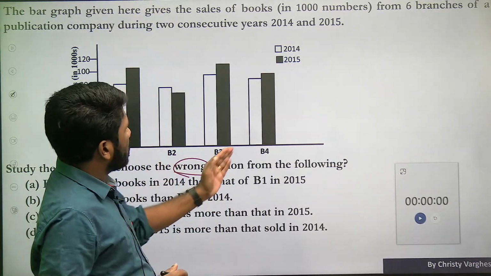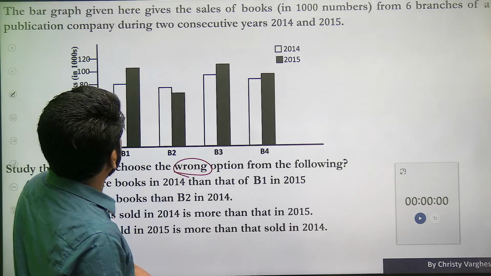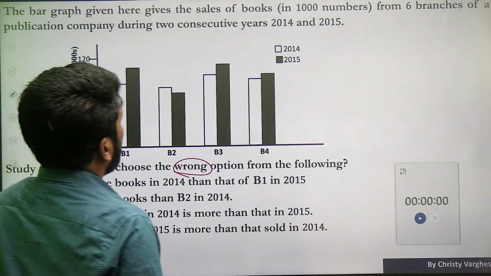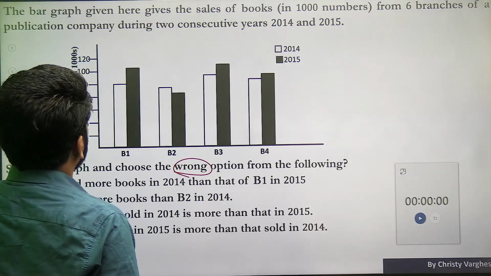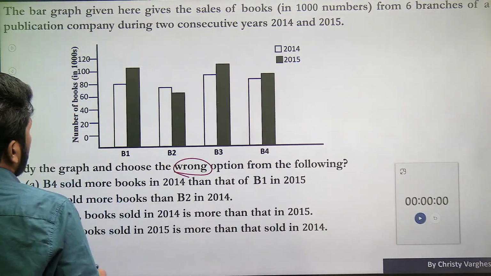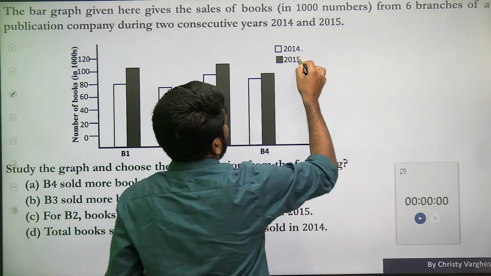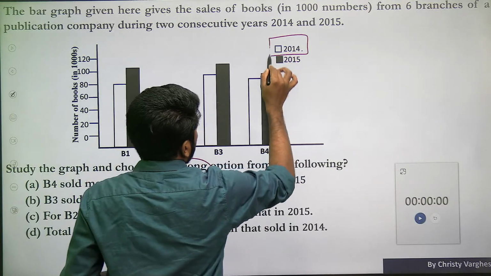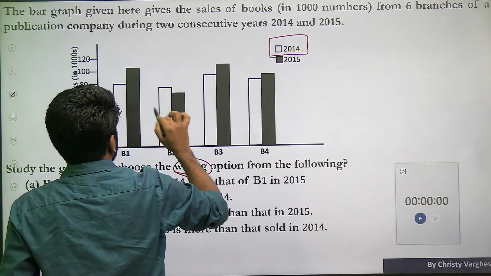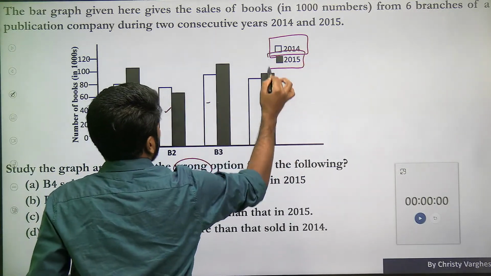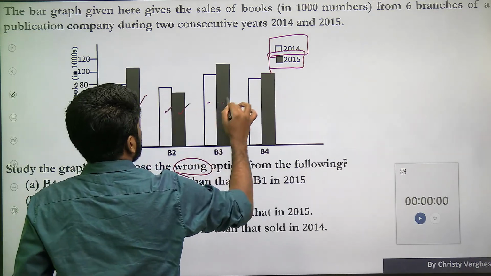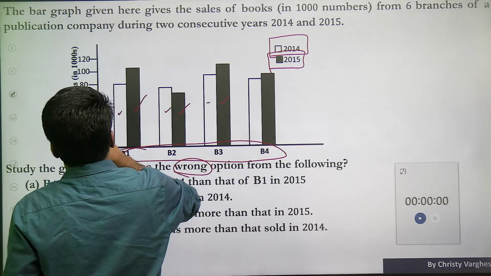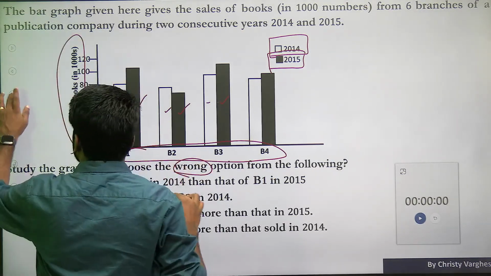So B1, B2, B3, B4 are the 4 branches, and 2014 and 2015 are the 2 years mentioned. Look at the legends properly. 2014 is denoted by the plain bar and 2015 by the dark bar. On the x-axis we have B1, B2, B3, B4, 4 publications, and the number of books is on the y-axis.